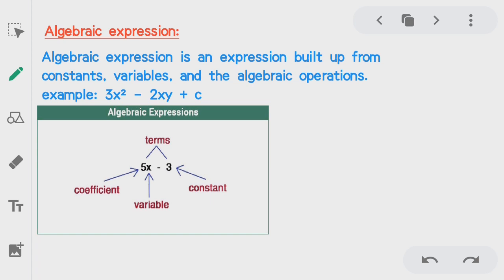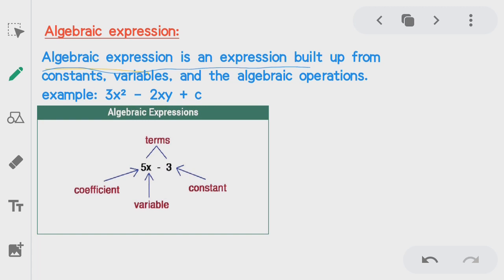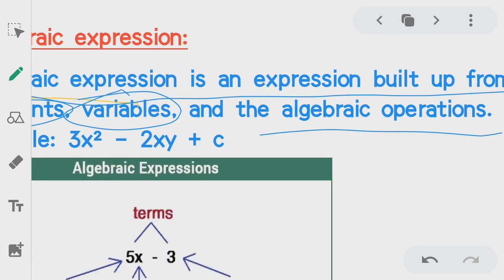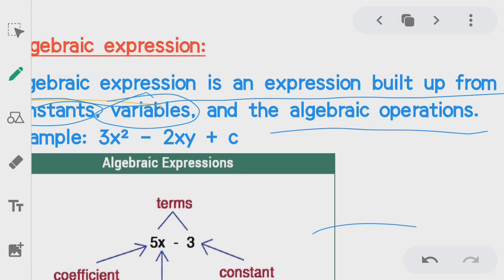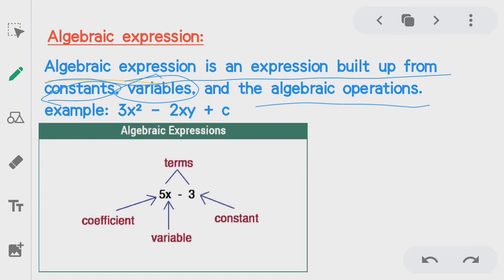An algebraic expression is an expression built up from constants, variables and other arithmetic operations. So an algebraic expression is an expression built up from constants, variables and other algebraic operations. Here, let us see one example which we have already taken.